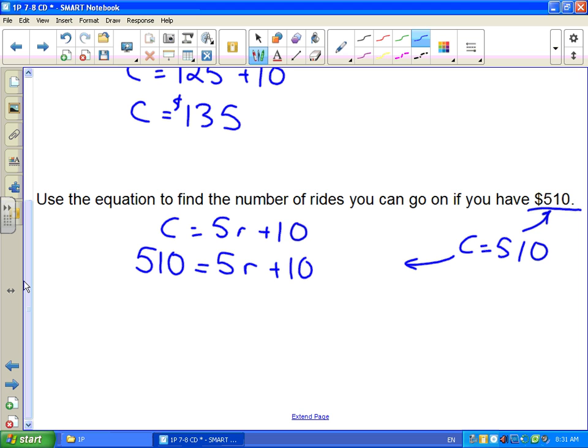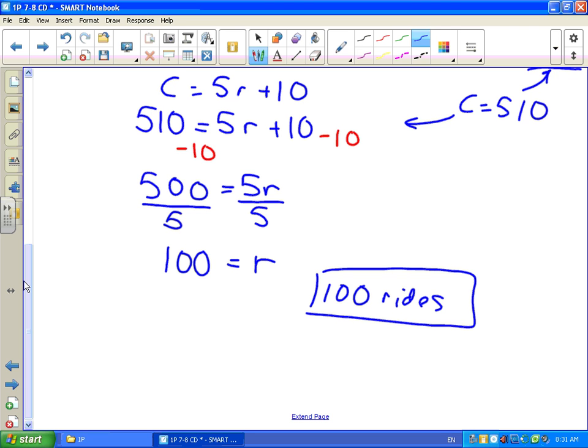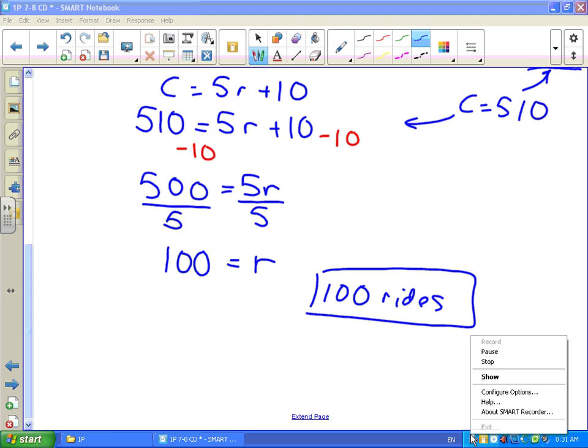Now we need to solve this equation for r. So let's start by subtracting 10 from both sides to get the r all by itself. So I'm going to subtract 10 over here, subtract 10 over here, and that's going to give us 500 equals 5r. And then to get the r all by itself, I want to divide both sides by 5. We get r equals 100. So this is telling us that if you had $510, you could go on 100 rides. So you can do these things graphically, or you can do them algebraically.